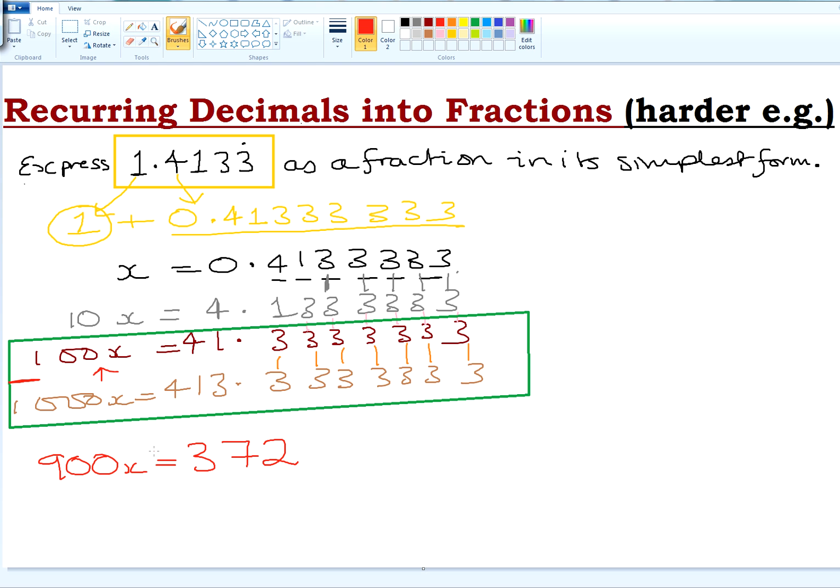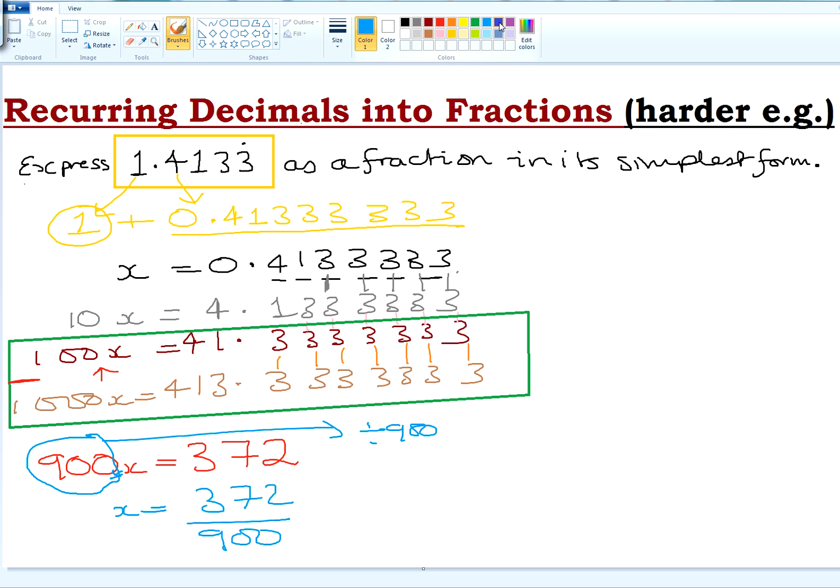So we have now gone into the situation where we were before. Nice, lovely whole numbers, no decimal points, no decimal parts or components of the number. Nice and lovely place to be. And we can now hopefully solve the equation. So we got to work out x. x has been timed by 900. So the opposite of multiplying by 900 is dividing by 900. So we can say x is equal to 372 divided by 900.